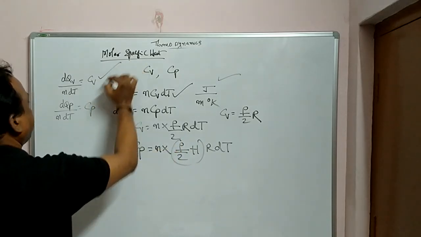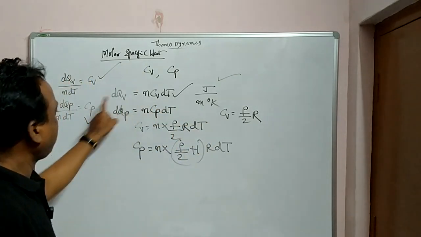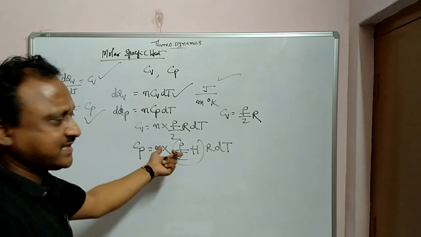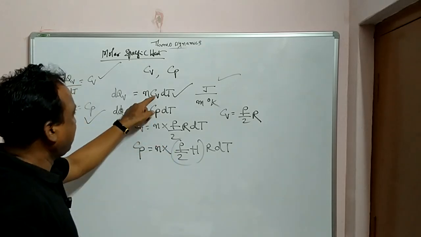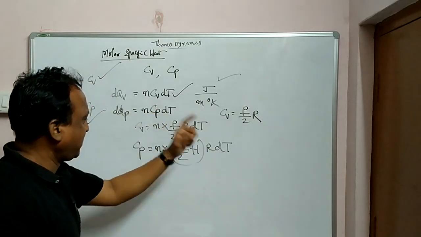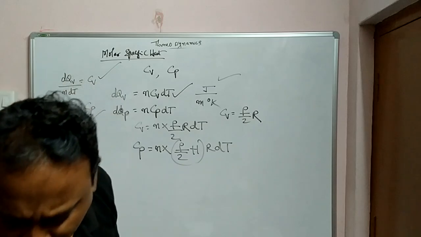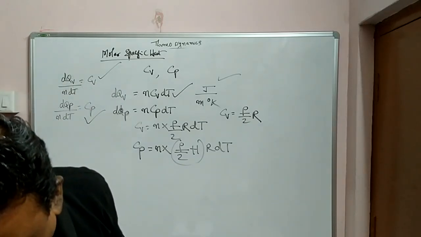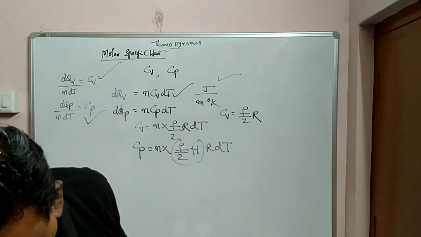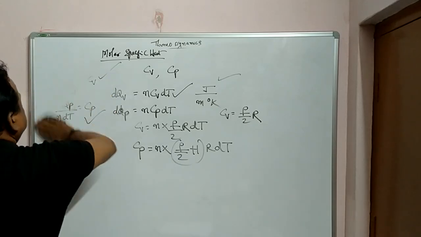Now this is the correct form, please. Molar specific heat at constant volume, constant pressure. And these we can change in terms of degree of freedom. Cv we can write as F by 2 into R, Cp we can write as F by 2 plus 1 into R. Clear? Please note down. Now let us go still further in this. Written?